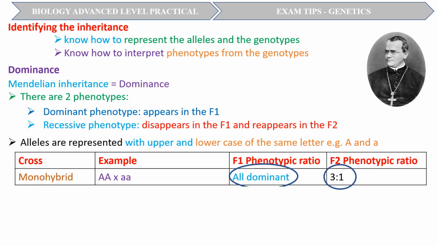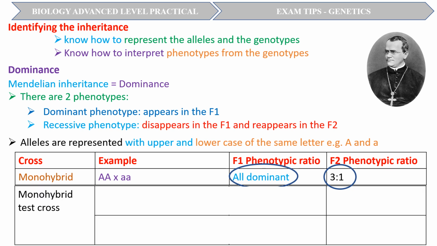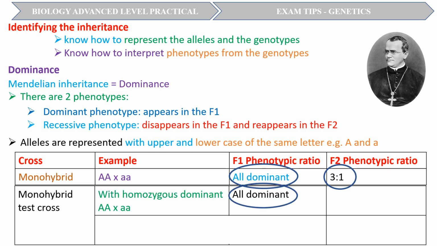Recall that the test cross aims at identifying the genotype of an individual showing the dominant phenotype. That is, whether the individual is homozygous dominant or heterozygous. In the monohybrid test cross, the homozygous dominant individual will give offspring with all dominant phenotype, while the heterozygote individual will give dominant and recessive offspring in the ratio of 1:1.